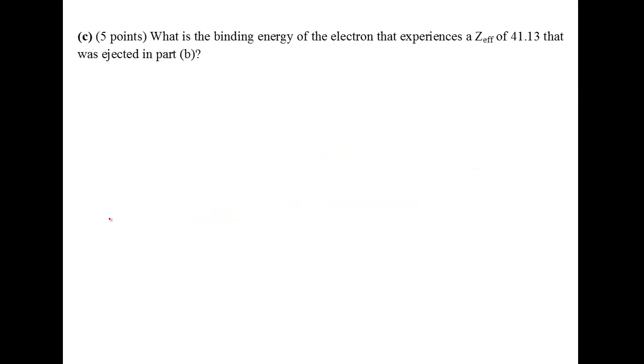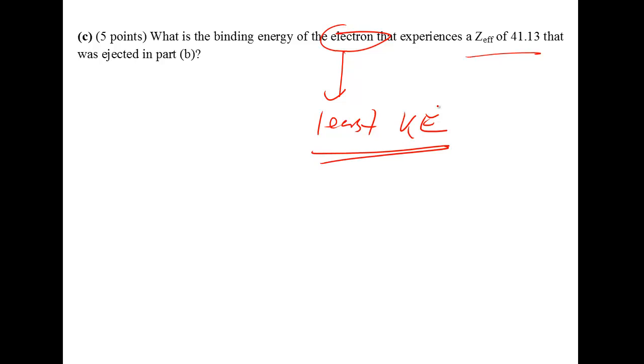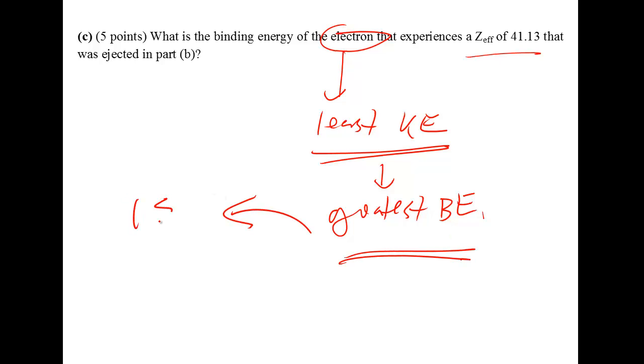Now, you have to calculate the binding energy of the electron that experiences Z effective of 41.13. We were given in the previous part of the question that this electron has the least kinetic energy. In order for the electron to have the least kinetic energy, it must have the greatest binding energy. And the electrons with the greatest binding energy are the electrons in the 1s orbital.